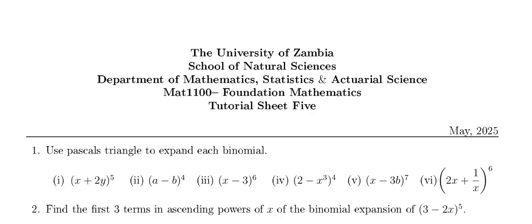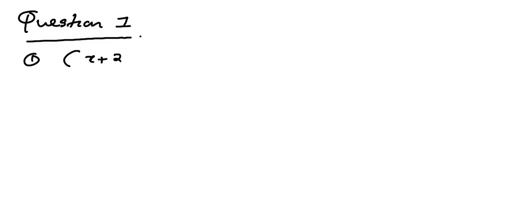In this video, we're simply going to be looking at the 1100 tutorial sheet 5. And the first question says, use Pascal's triangle to expand each binomial. So question 1 has to do with the Pascal's triangle, and we know how to formulate the Pascal's triangle. So I'll start with question number 1, which just says x plus 2y to the power 5.